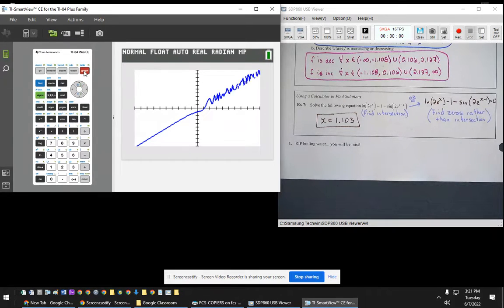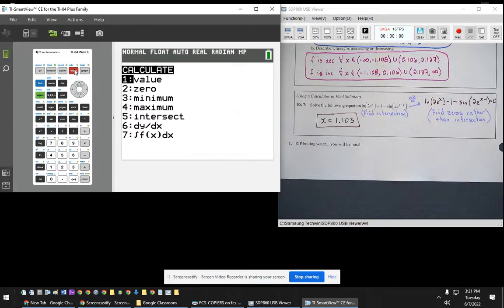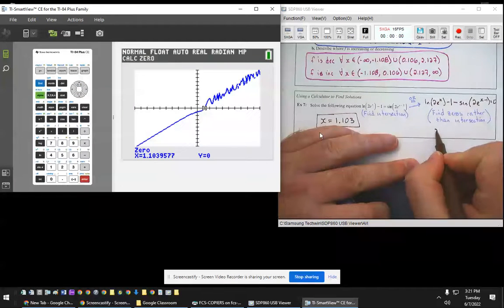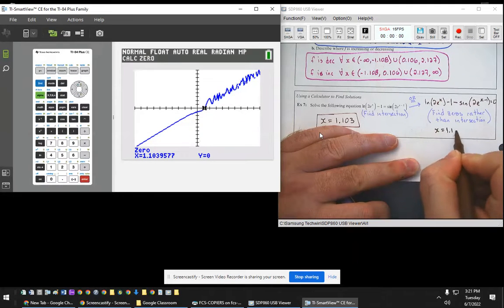Okay, there's my picture. Now this time I'm going to go second calc. I don't want to find a intersect this time. I want to find a 0. So it hits the x-axis somewhere between 0 and 2 for sure. And I'm guessing it's going to hit somewhere around 1. And there's our 1.103 again, the exact same answer we got when we solved it as two separate equations.